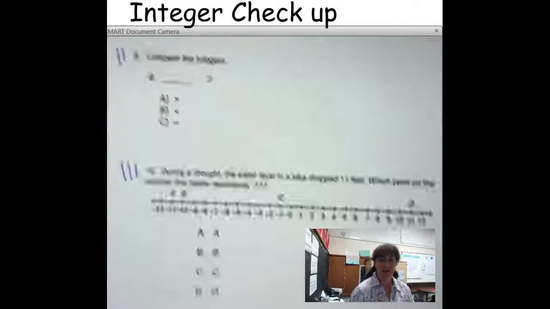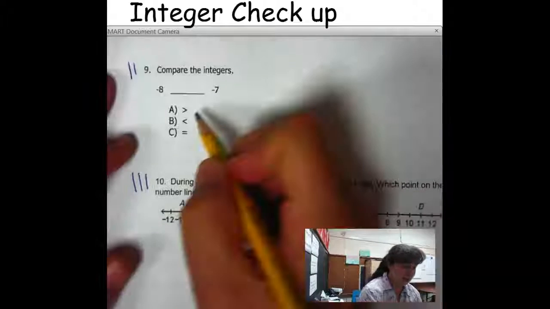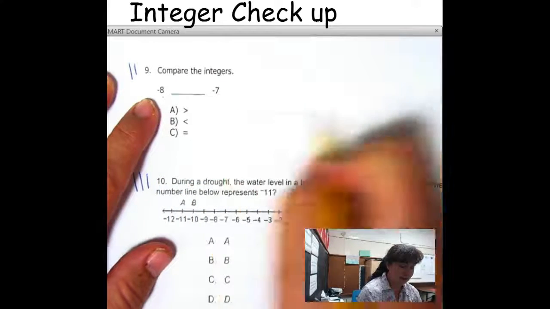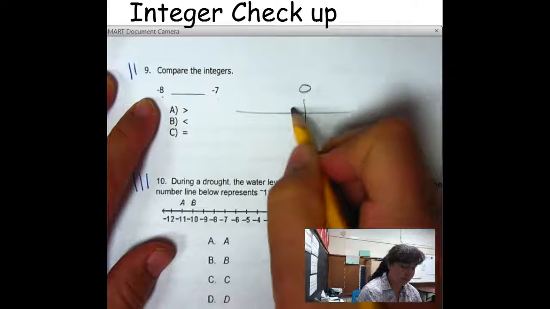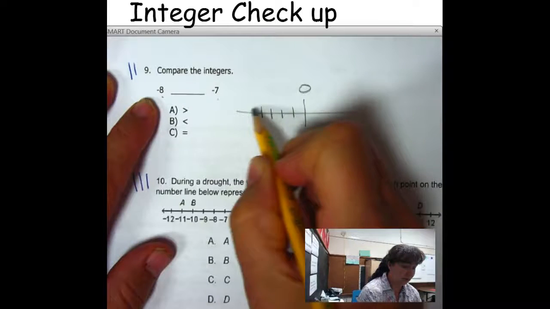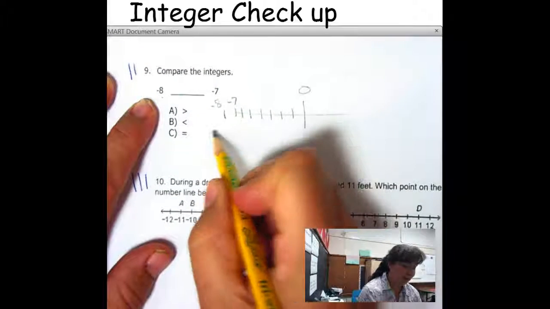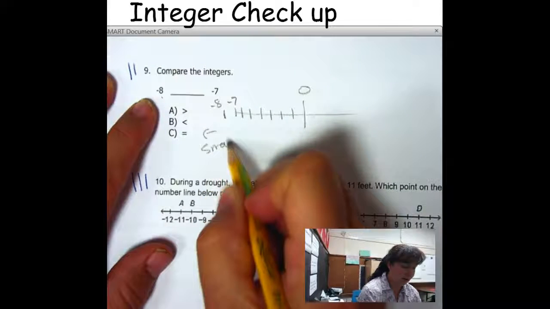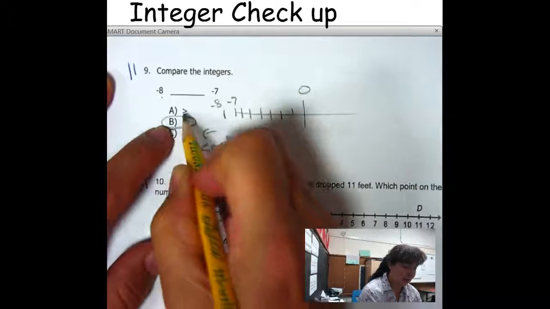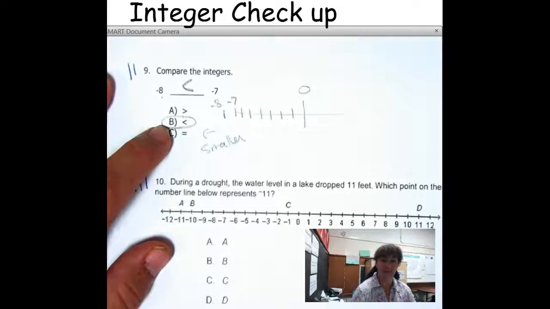Number 9, compare the integers, negative 8 and negative 7. So on the number line, I have 0, negative 1, negative 2, negative 3, negative 4, negative 5, negative 6, negative 7, negative 8. So negative 7, negative 8. Negative 8 is more that way, so it's smaller, right? So less than. The small side goes towards the negative 8.